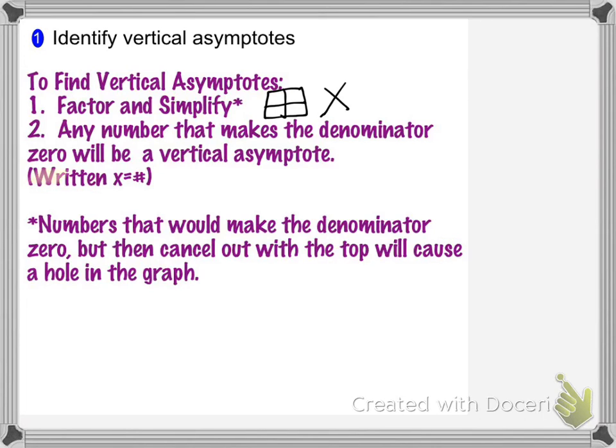And note that we write our vertical asymptotes as x equals whatever number resulted in making our denominator 0. Numbers that would make the denominator 0 but then cancel out with our numerator, the top, will cause a hole in the graph. This is something that we haven't seen before, but we'll take a look at an illustration of what a hole is on a graph. A hole is not clearly seen on a graphing calculator. We can only find it using our algebra skills.